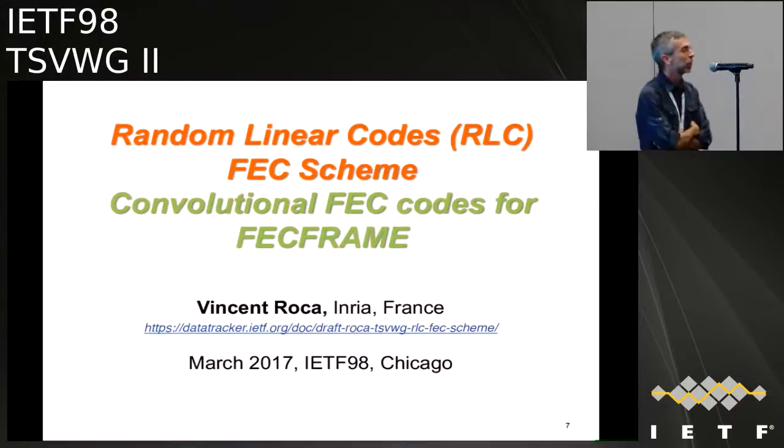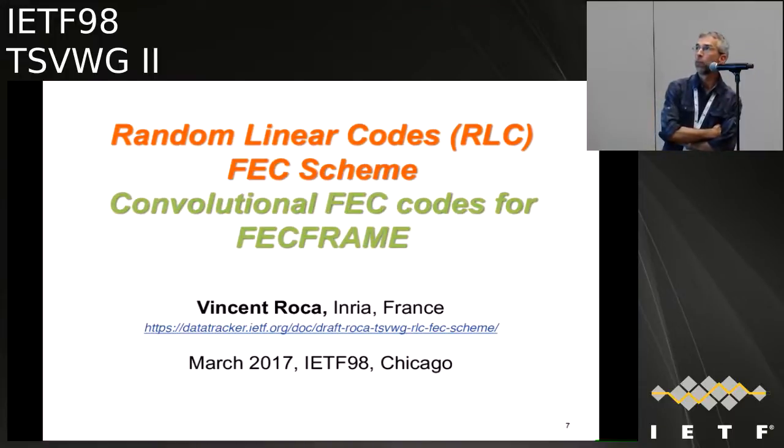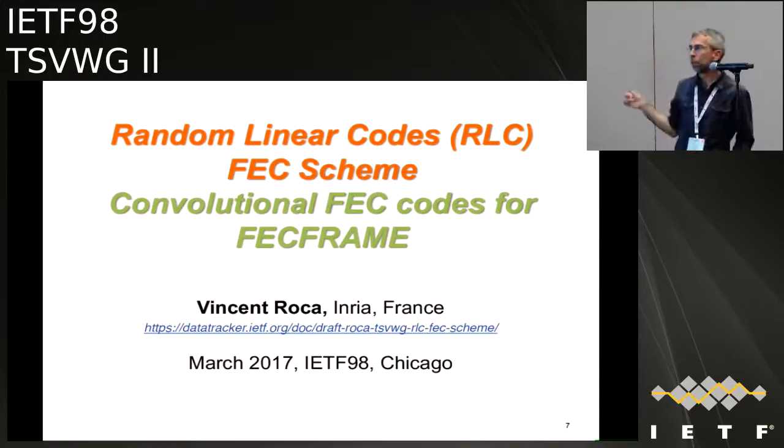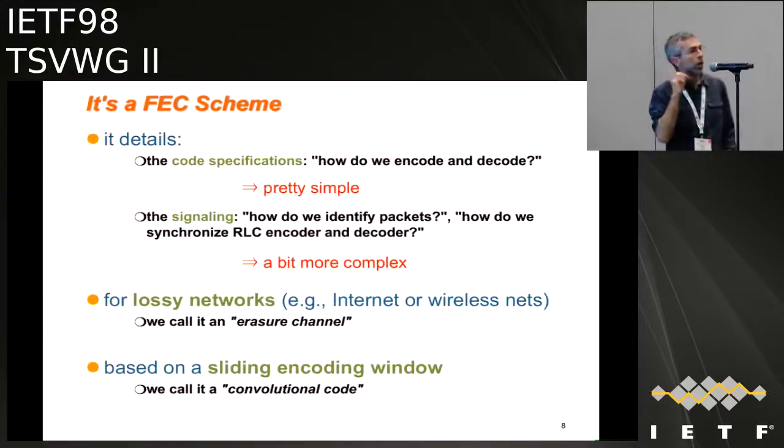Okay. This second part of the talk is about this new FEC scheme called RLC, Random Linear Codes. I think this is the most obvious and generic FEC scheme for this type of convolutional codes. This is the one that anybody would think about first when talking about convolutional codes applied at the application layer.